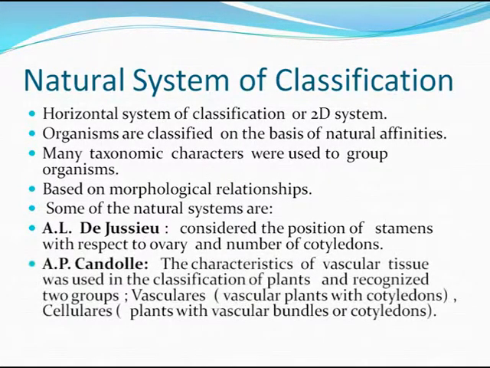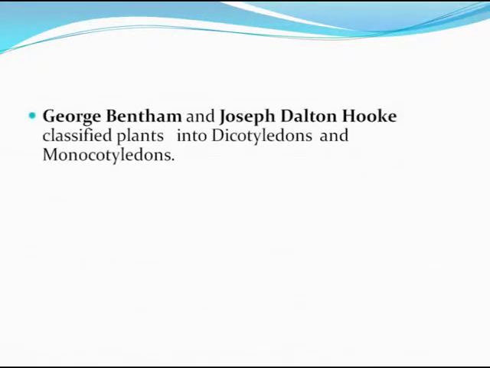A.P. de Candolle suggested that the characteristics of vascular tissue be used in the classification of plants and recognized two groups, vasculares, that is the vascular plants with cotyledons, and the cellulares, that is the plants without vascular bundles or cotyledons. George Bentham and Joseph Dalton Hooker classified plants into dicotyledons and monocotyledons.